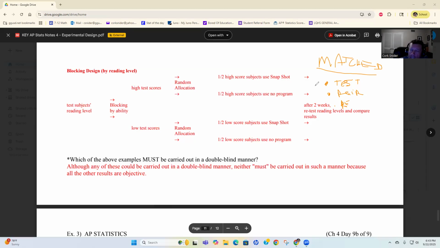By the way, the best design is the match pair design. It has the most control. The second most control is a block, and the third most control is completely randomized.